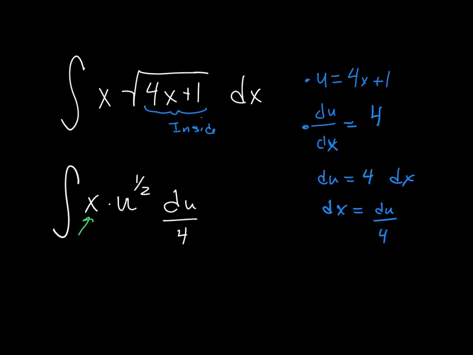Now, that's x. I can't pull that out. That is not a constant. So what do I do with the x? And go back and solve for x. And I get the fact that I know that x is equal to u minus 1 all over 4.